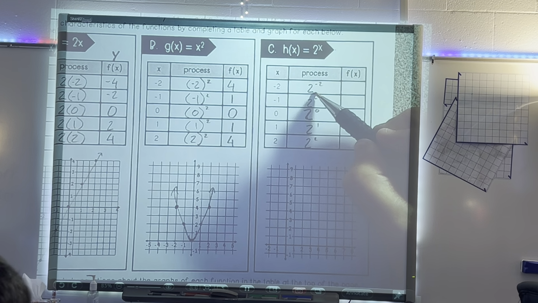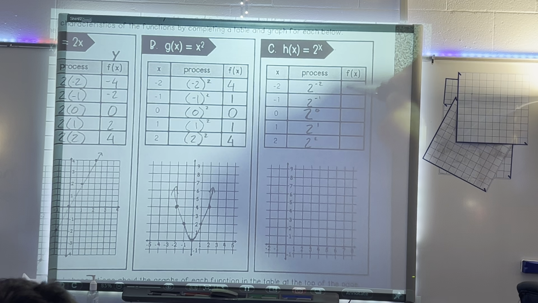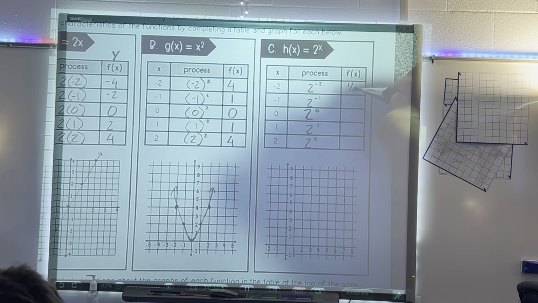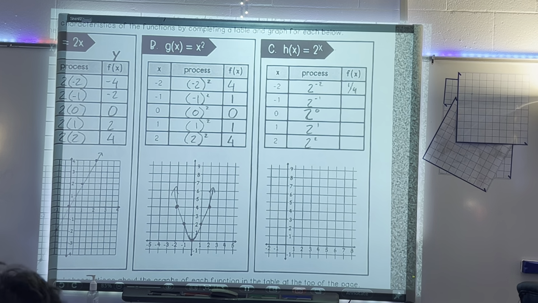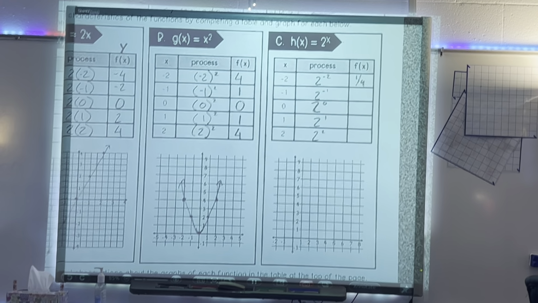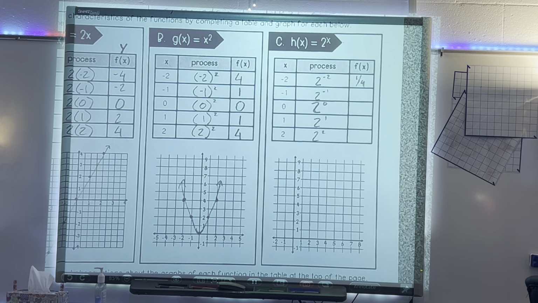So we just talked about it. This is 1/4. Now I am going to make sure y'all do know how to put that in your calculator. Does everybody in here know how to get an exponent in the calculator? Everybody knows where to go to do that? Yes?